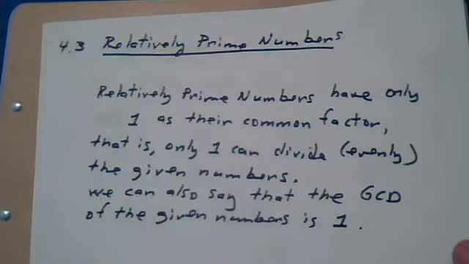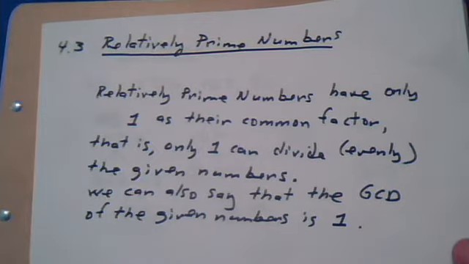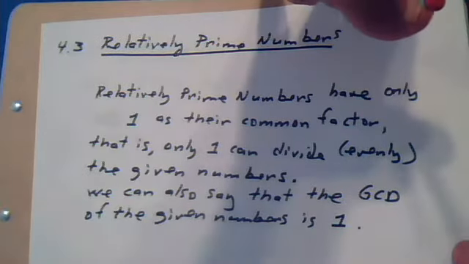Relatively prime numbers. Relatively prime numbers have only one as their common factor, or if you like, as their common divisor. That is, only one can divide all the numbers evenly. We can also say that the GCD of the given numbers equals 1. That's another way of saying that they're relatively prime.